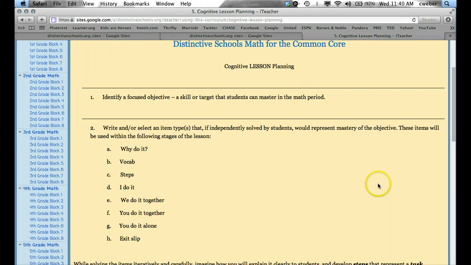Next, we want to write and or select item types that will represent mastery of that objective. Okay, we're going to use these item types throughout the lesson, as you can see, the different phases of the lesson that we're going to show you in just a moment. Where might you find these item types? Well, I would recommend that you go to IXL.